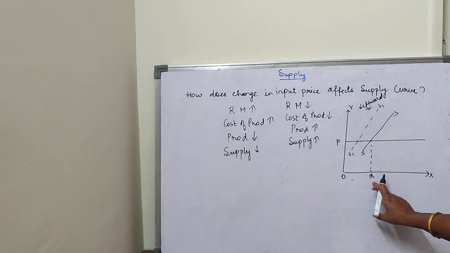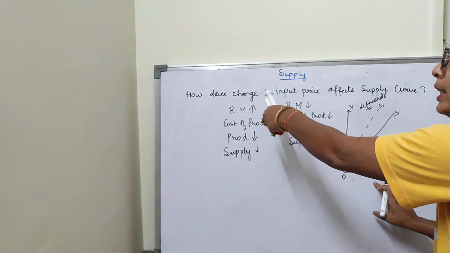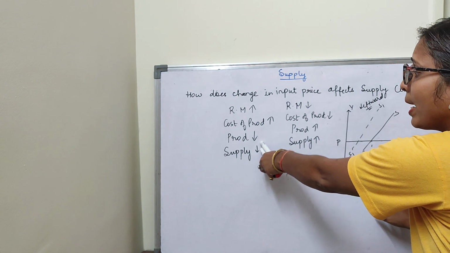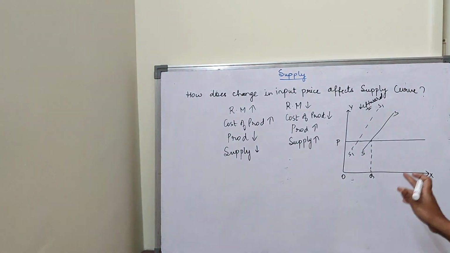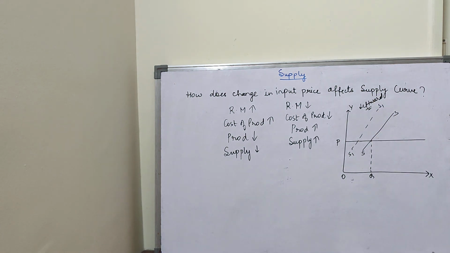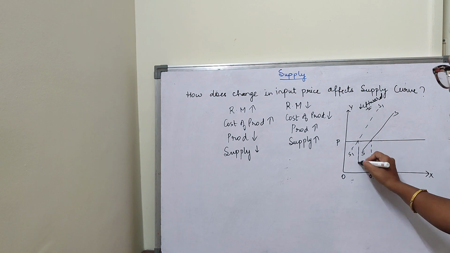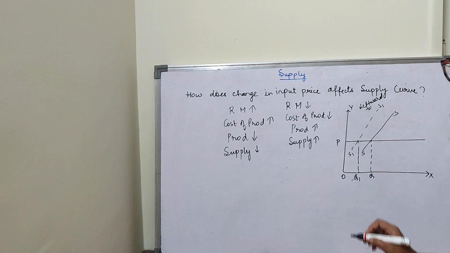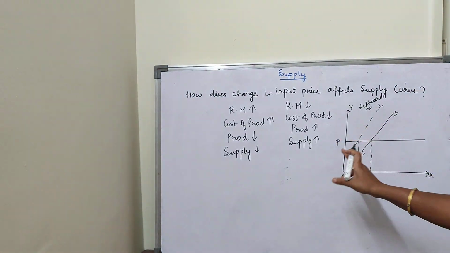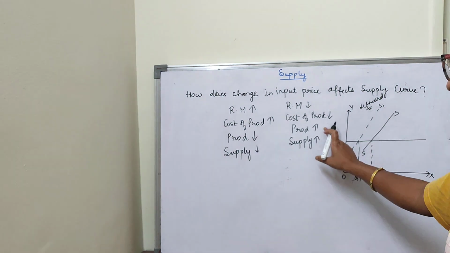So what happens when raw material price increases? It leads to a rise in the cost of production, and thereby production falls and supply also falls. So the whole curve will shift from SS to SS1, which is a leftward shift. The quantity supplied now will be OQ1. Clear, children?